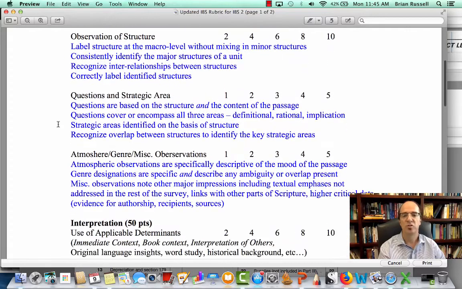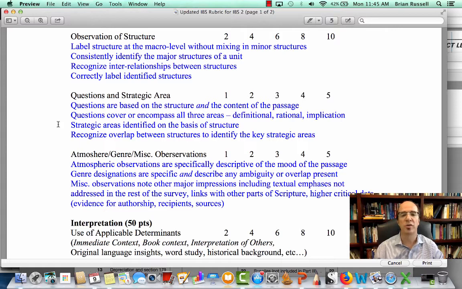Again, questions in strategic areas. The questions are based on the structure and the content. Use the generic questions from the structure worksheet that I gave you and add the content from the passage into those structure questions. Make sure you're asking the definitional what, the rational why or what is the significance, and then the implication, the so what question or implications. That's for each structure, which should have at least one question from each of those 3 types.